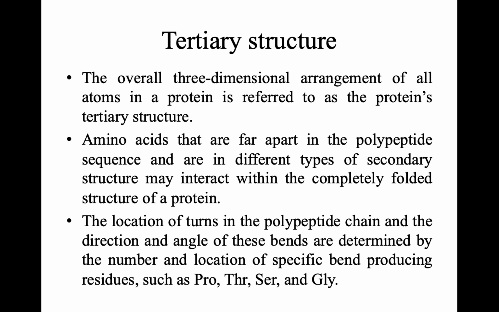One more aspect in this case is the location of turns in the polypeptide chain. The direction and the angle of these bends are majorly determined by the number and location of specific bend-producing residues such as proline, threonine, serine, and glycine. These are the important amino acids. Their places, locations, and number in the polypeptide chain determine the position of the turns in the polypeptide chain.